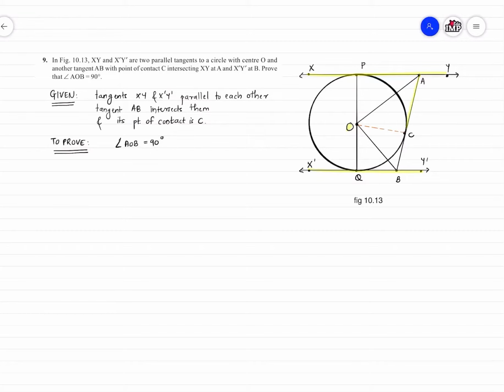So, AB, this is the point of contact C, intersecting XY at A and X'Y' at B. We have to prove that angle AOB is 90 degrees. So which angle? This angle, right? This angle here is a 90 degree angle. Since it's pretty straightforward, they had already given us the diagram. What I've done is I've already written the given and to prove. And now let's look at the proof.